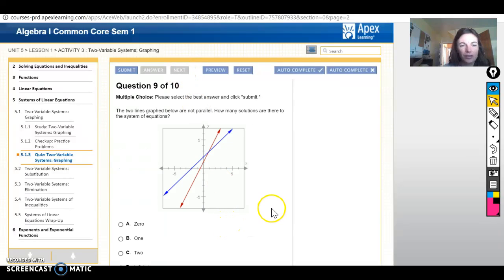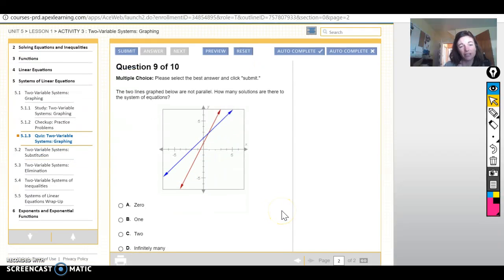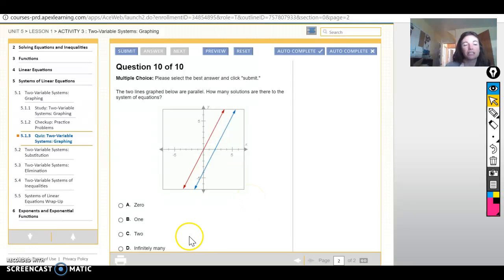Okay, the two lines below are not parallel. How many solutions are there to this system of equations? Well, if they are lines and they are not the exact same line and they are not parallel, then there is only one solution to the system of equations. Okay, the two lines graphed below are parallel. How many solutions are there to the system of equations? If they are parallel and they are not the same line, there are absolutely 0 solutions because they will never intersect. So there is no point at which they are the same.